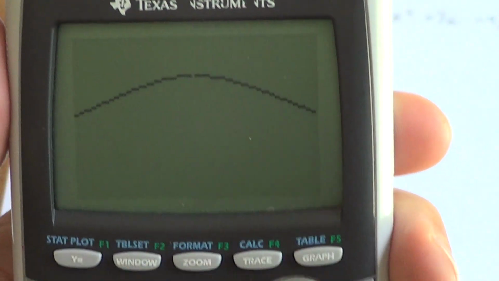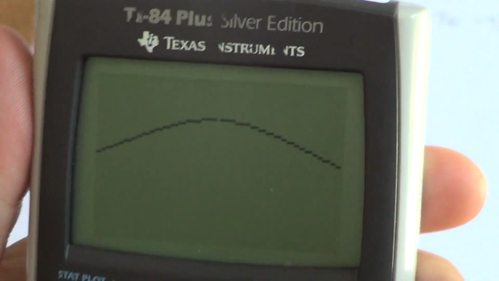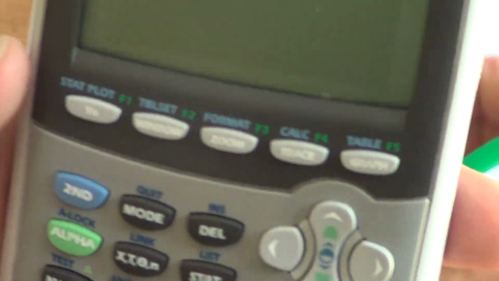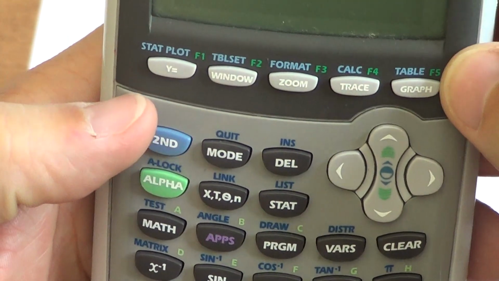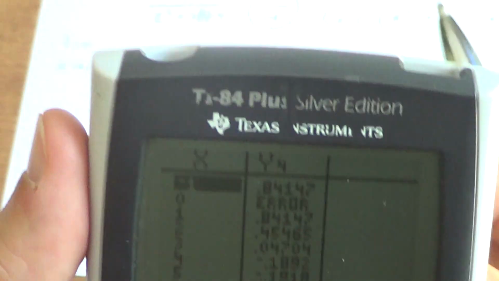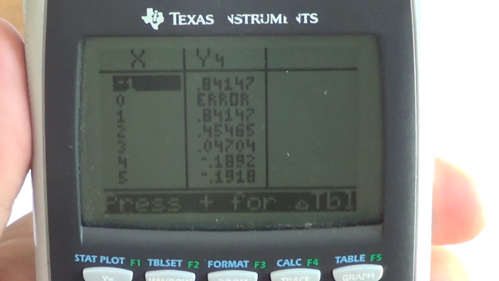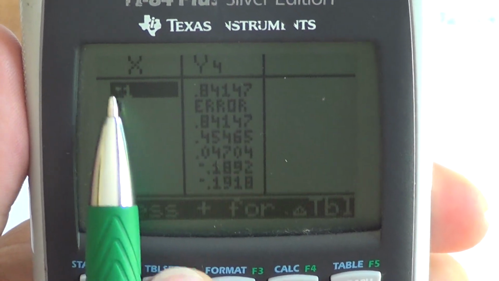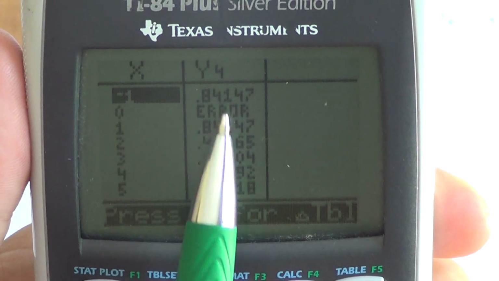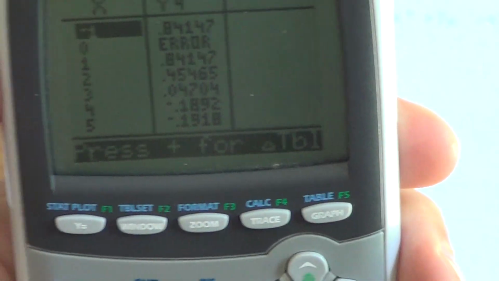Now how do I find that? If you remember back when the axes are on, it looks like it was right at 1. There's also another way you can do this. We can go to our table, right here on F5. Okay, and you can see right there at 0 there's an error. But this doesn't give me a whole lot of idea of where it is. So it's 0.84, so that's kind of close.